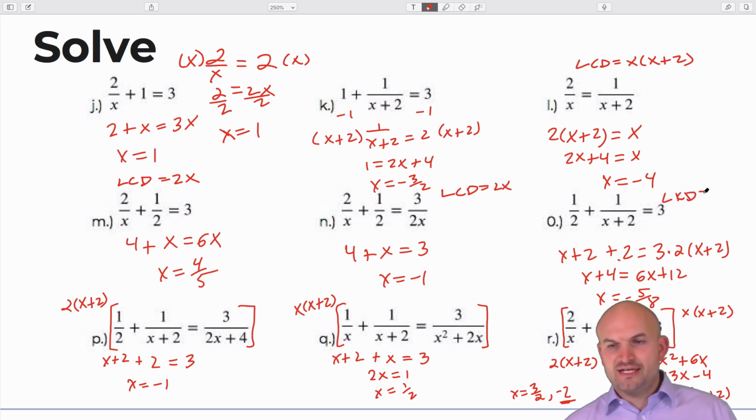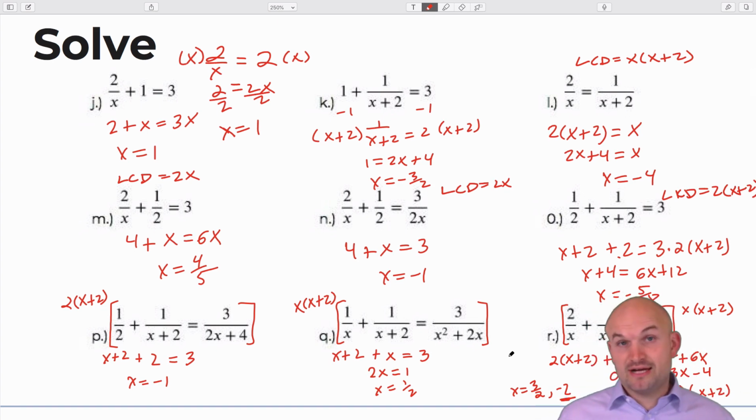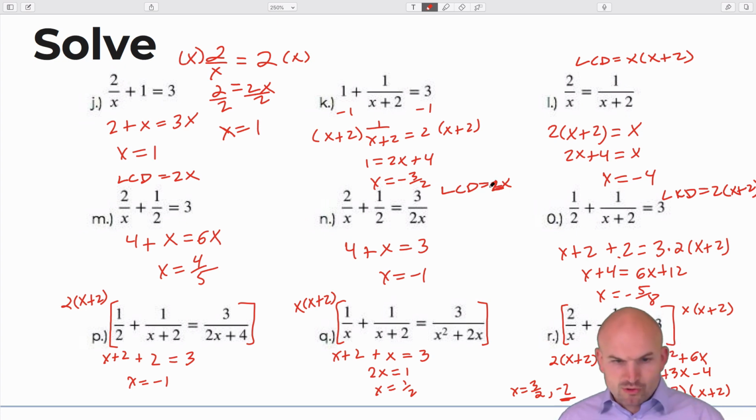Here, my LCD is equal to 2 times x plus 2. That's basically what I was multiplying everything by when I went ahead and solved these. That's what I multiplied each of those equations by to get to my second equation. Now, obviously, this was for some practice versions.